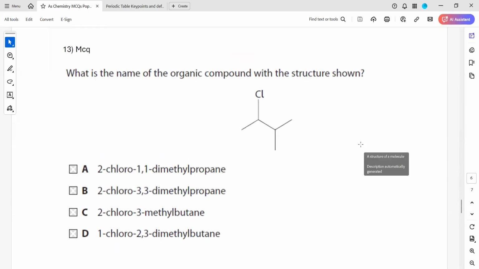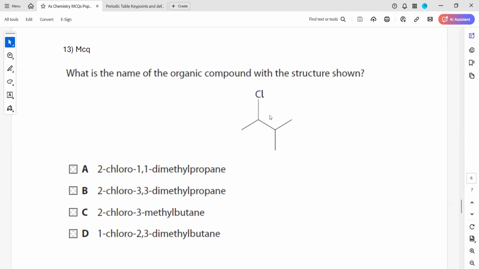Question 13. What is the name of this organic compound with the structure shown? In question 13, the rule is that we always select the longest carbon chain, and after selecting the longest carbon chain, numbering should start from the nearest branch or a functional group.